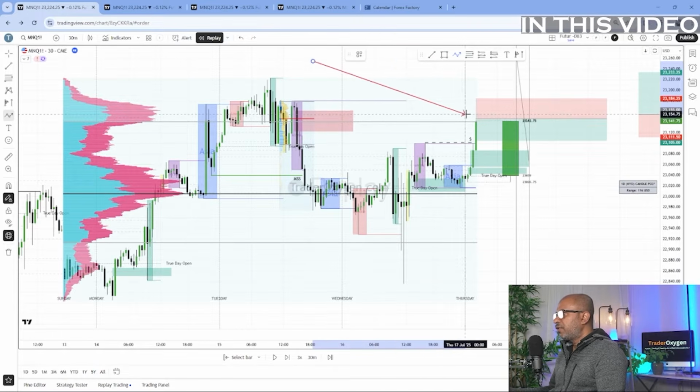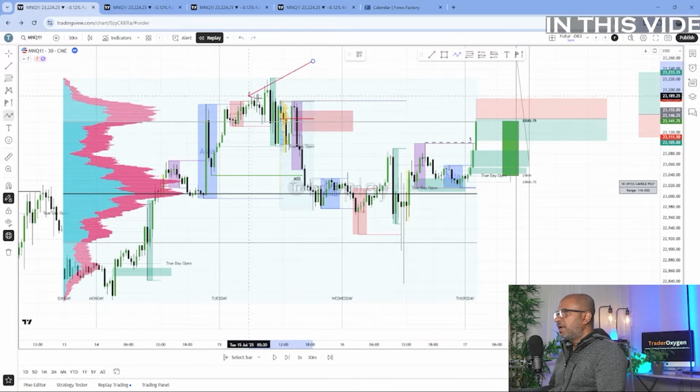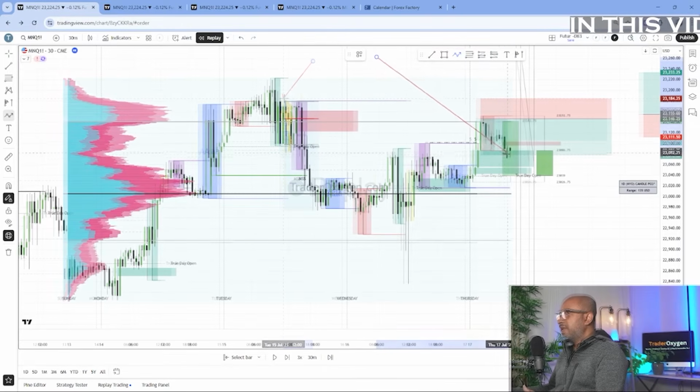In this volume point of control price level, with the stop loss above the high volume cluster, it hit our second take profit as well. This counter-trend quick 30-minute scalp is our volume accumulation trade setup.